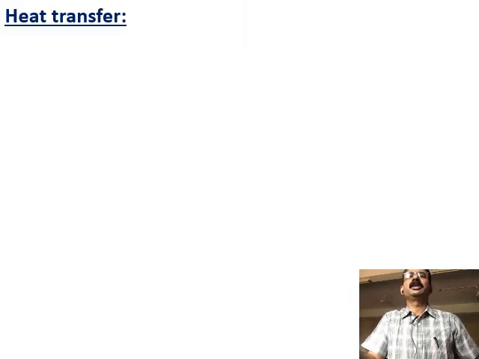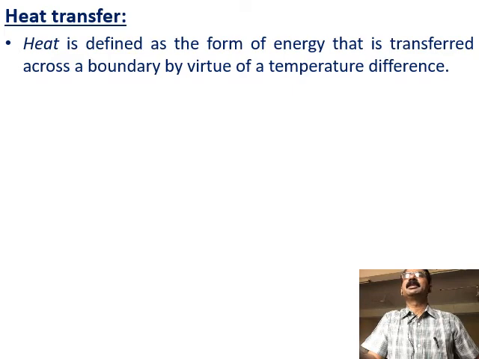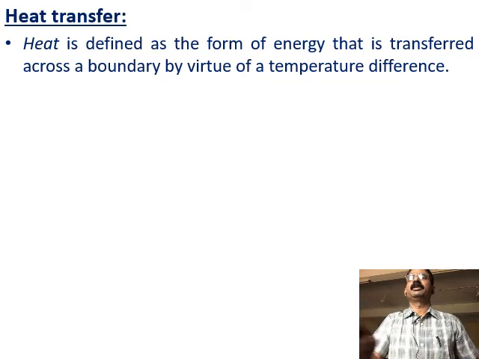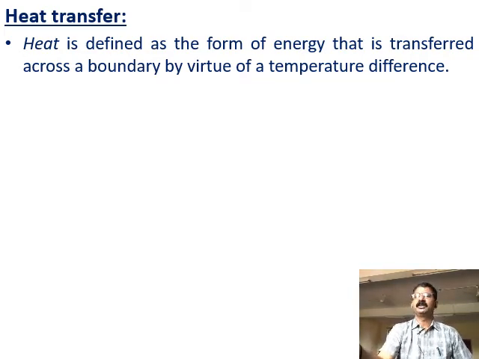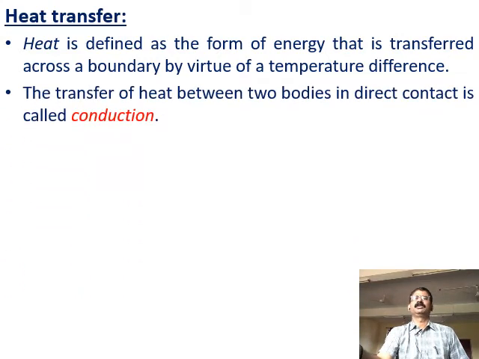Then coming to heat transfer: heat is defined as the form of energy that is transferred across a boundary by virtue of a temperature difference. You have studied this earlier. Energy in transition is called heat, which has the ability to cross the boundary of a system mainly because of the temperature difference. A temperature difference is a must for heat to flow from one place to another or to cross the boundary of the system. There are different modes of heat transfer.